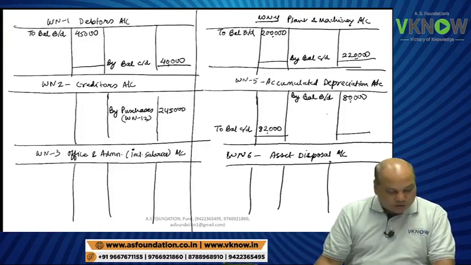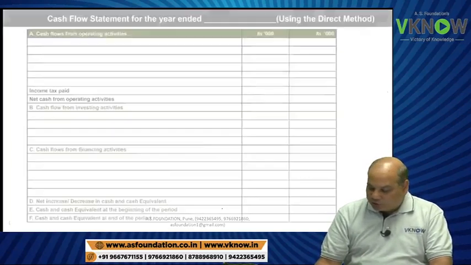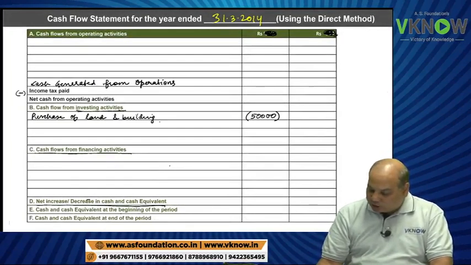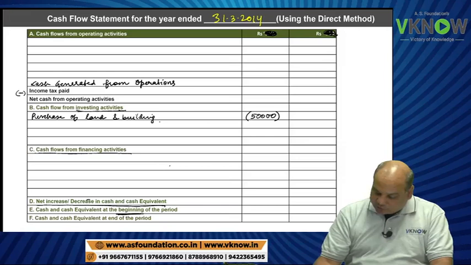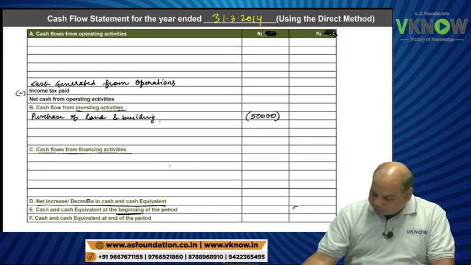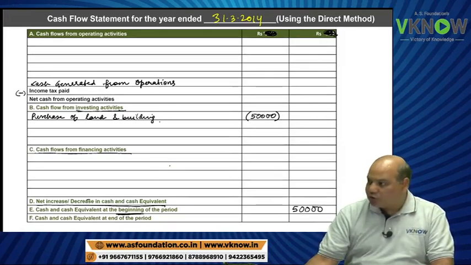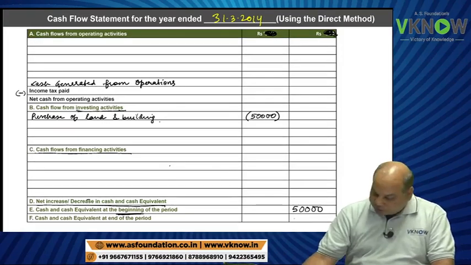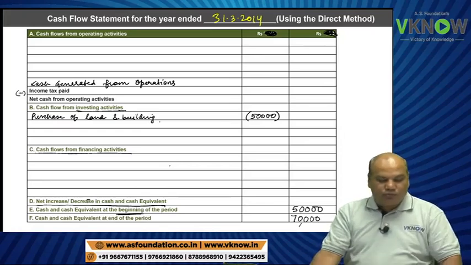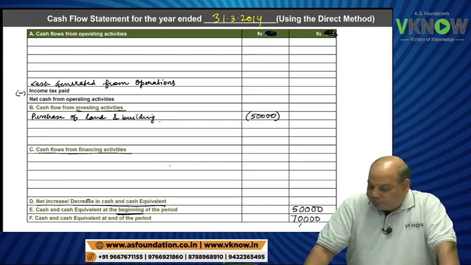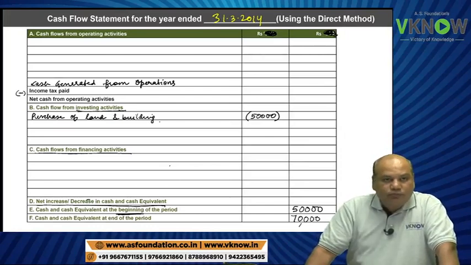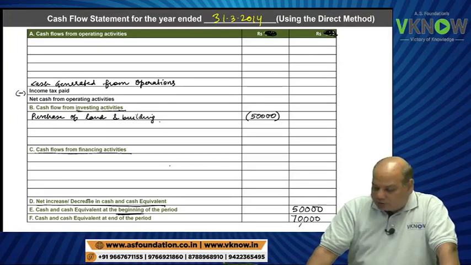And cash equivalent at the beginning of the period, second last point, is 50,000. And cash equivalent at the end of the period, please write down, start as fast as you can. Those who have joined late, 70,000. So this is the asset side.